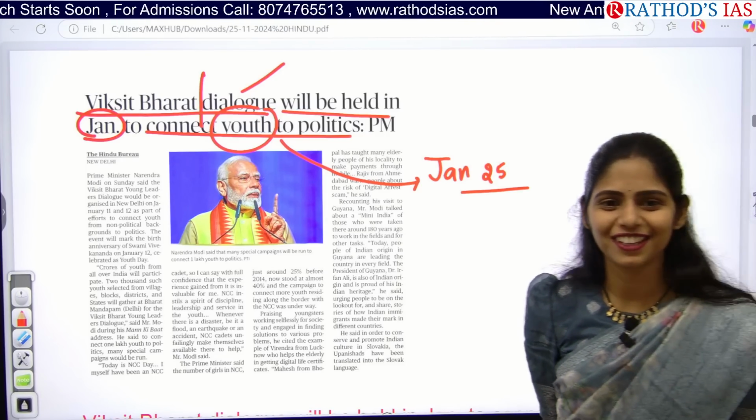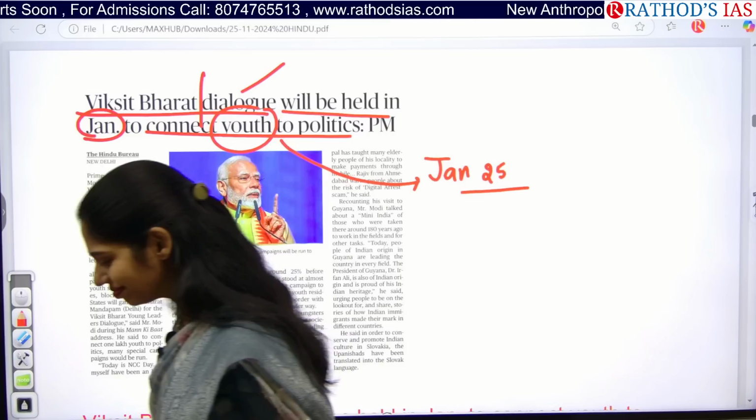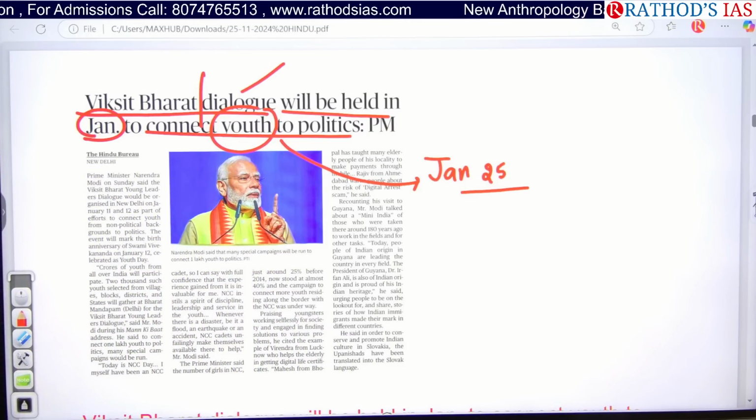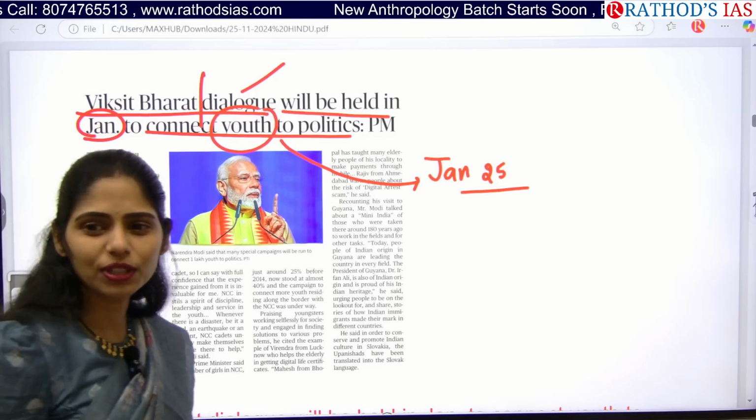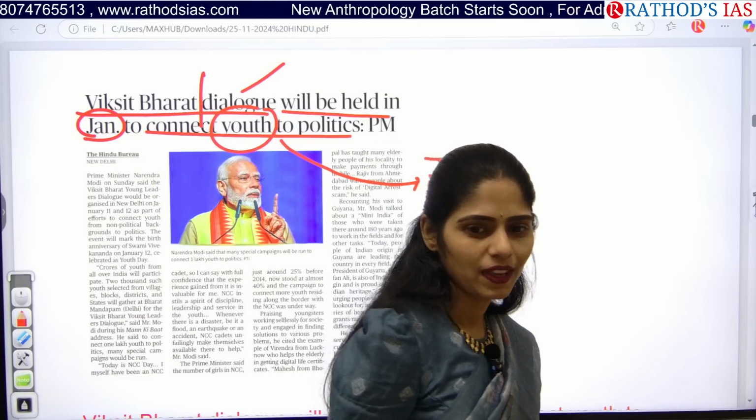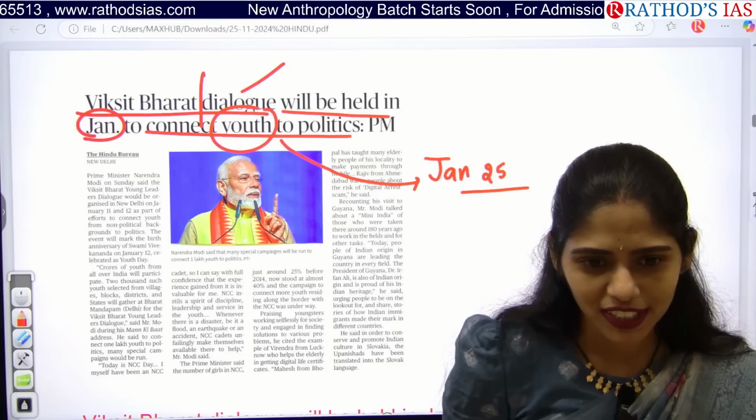Wow, today's children are tomorrow's citizens. Next. Next, come on. So why do youth need to be involved? Why do youth need to be involved? So tell me what the problems of youth in India are. Unemployment, very good. Next.